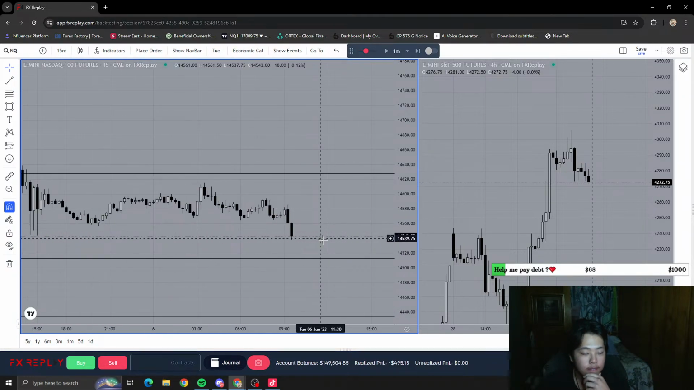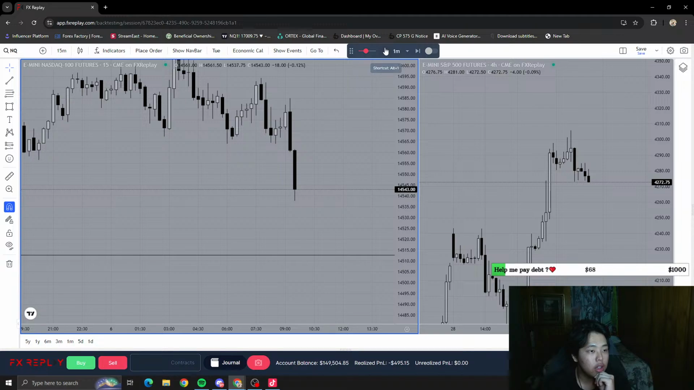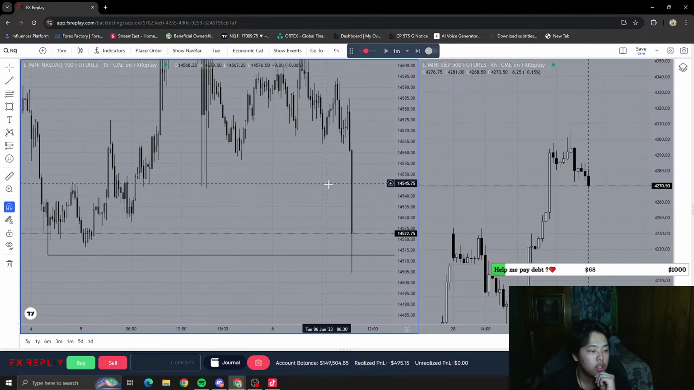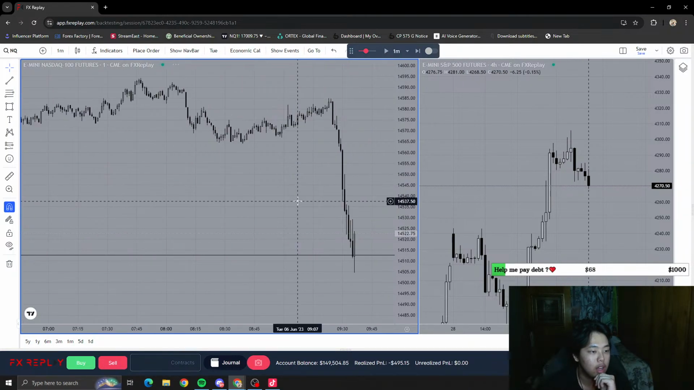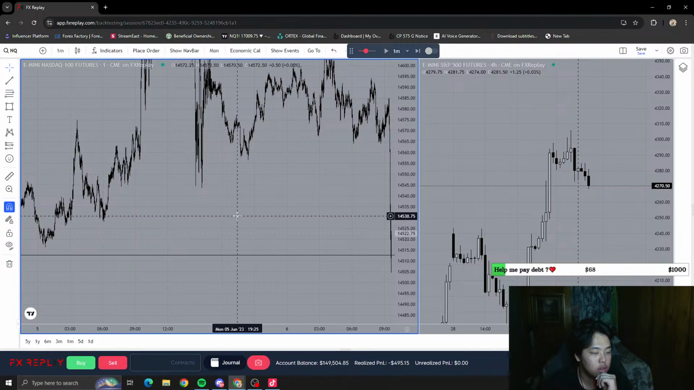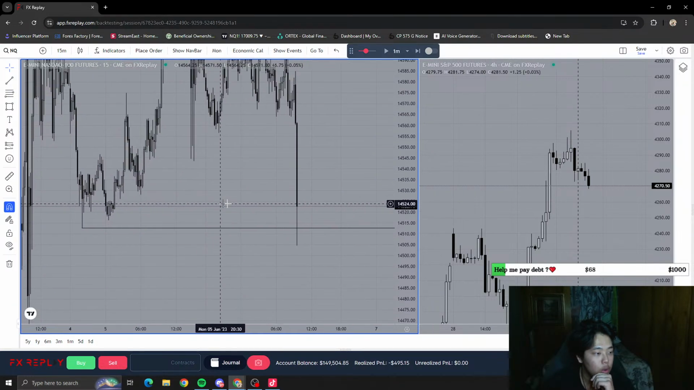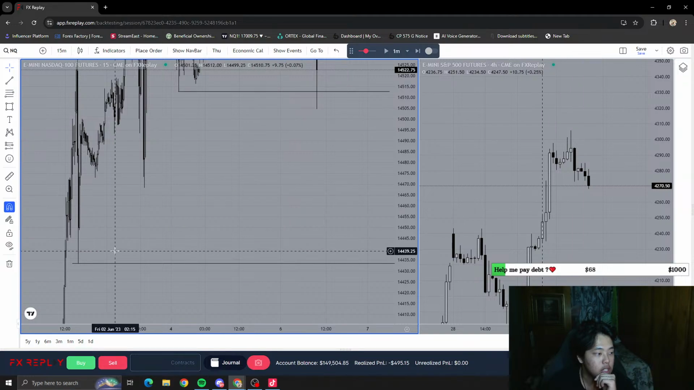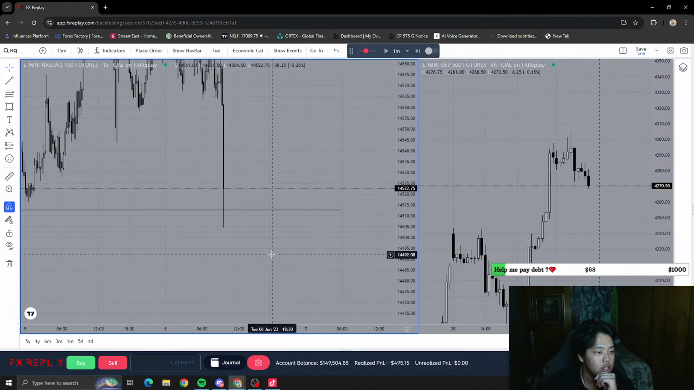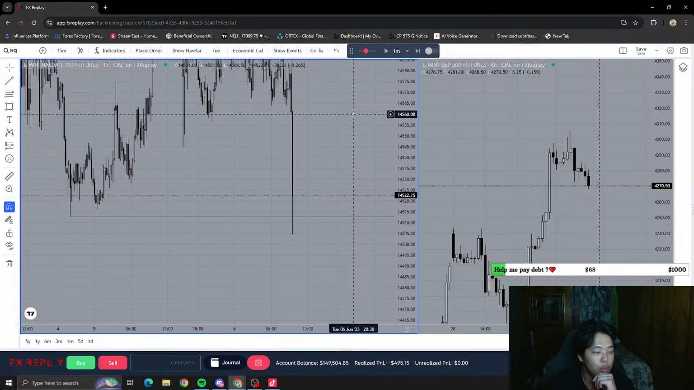So, 15-minute time chart. Price ended up just coming down, sweeping out all of these lows that I marked out. So what do I want to see? I want to see internal range liquidity. I want to see this low. I want to see what price does here.